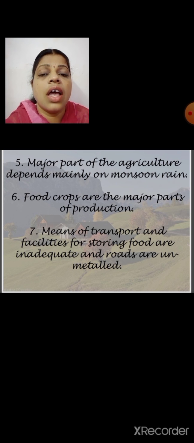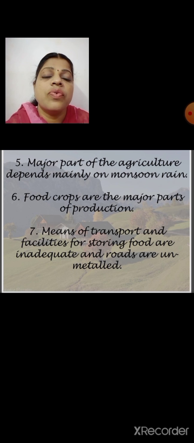So the means of transport and facilities for storing food are lacking in our country, or they are inadequate. And what about the roads? Isn't it that well conditioned roads are required for transportation facilities also? But we can see the roads are unmetalled. So what happens? We cannot achieve smooth functioning of transportation facilities. So these are the features of Indian agriculture.